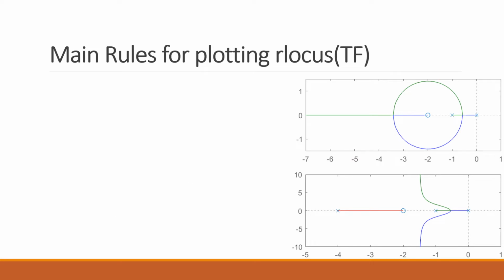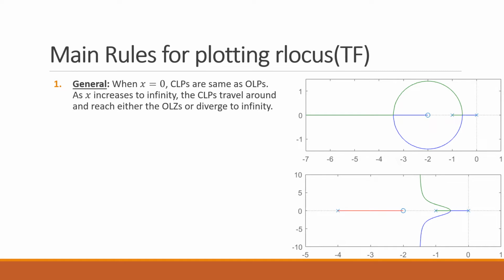Let's learn about main rules for plotting root locus of a transfer function. Please note that rlocus transfer function is actually the MATLAB command to plot the same. And usually the transfer function we choose is an open loop transfer function. It has open loop poles and open loop zeros. And then as the gain changes from 0 to infinity, we get the closed loop poles. The first rule is that when the gain factor x is 0, the closed loop poles are same as the open loop poles. And then as x increases towards infinity, the closed loop poles travel around and either reach the open loop zeros or diverge to infinity.